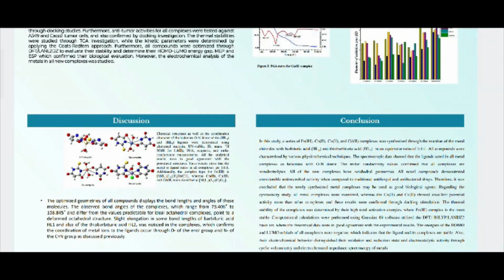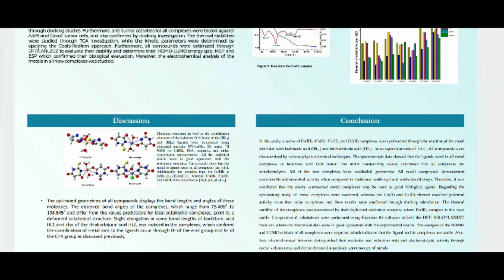So, in conclusion, a series of metal complexes was synthesized. The molar conductivity values confirmed that all complexes are non-electrolytes. All of the new complexes have octahedral geometries. All novel compounds demonstrated considerable antimicrobial activity when compared to traditional antifungal and antibacterial drugs. Therefore, it was concluded that the newly synthesized metal complexes may be used as good biological agents.